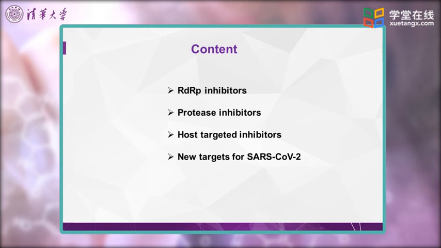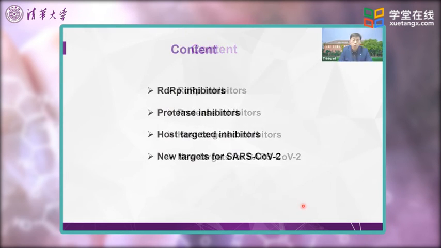Since the outbreak of the novel coronavirus, a lot of effort has been made toward drug discovery to fight against the novel coronavirus. Those efforts are from the pharmaceutical industry, academic research institutes, and governments. Because so many papers have been published in peer-reviewed journals and preprint websites, I cannot cover all of them. I will only focus on 4 representative parts, which are shown on this slide with some selected examples.